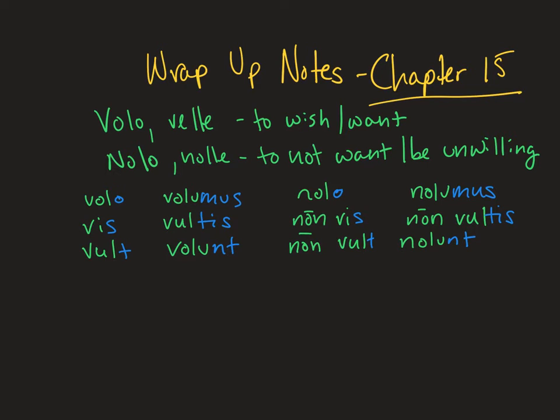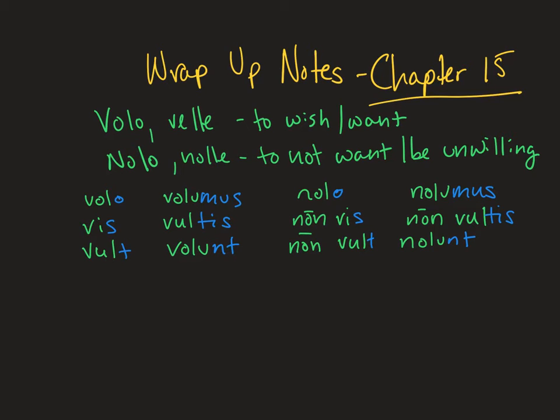So the forms that stay the same, right, are the forms that work like most of your verbs, where you're just adding an ending to a stem. Volo, volumus, volunt, right? The forms that get a slightly different spelling, so vis, vult, vultis, those are the ones that are also going to be a little weird in nolo, non vis, non vult, non vultis. So focus on the exceptions.